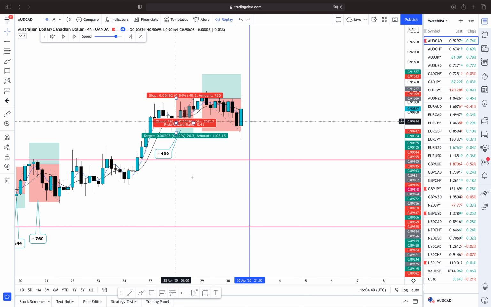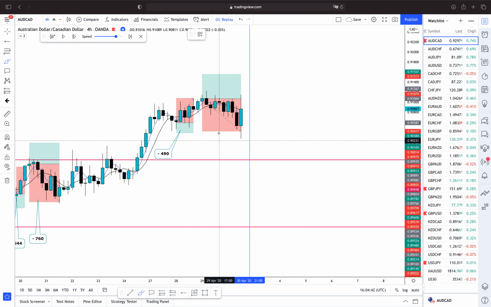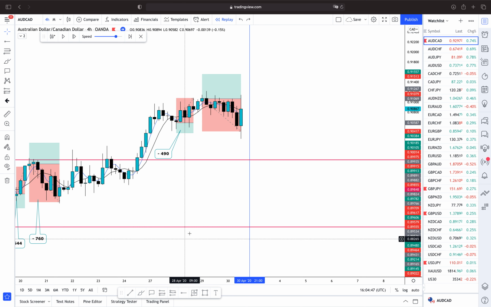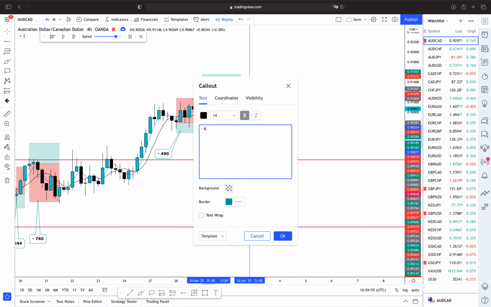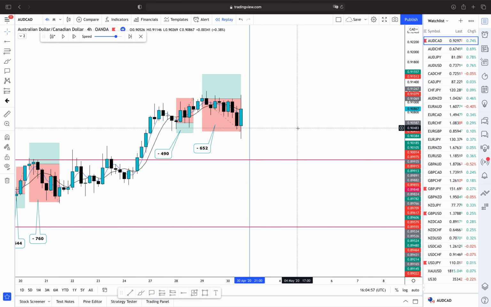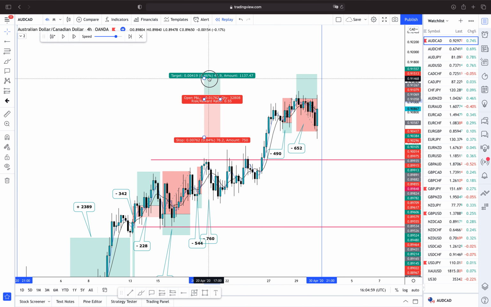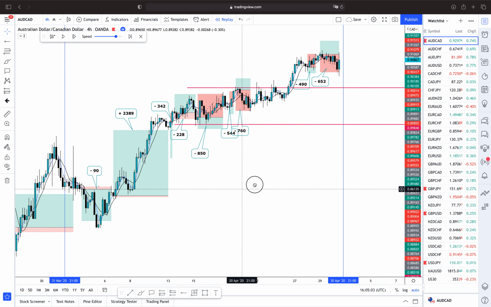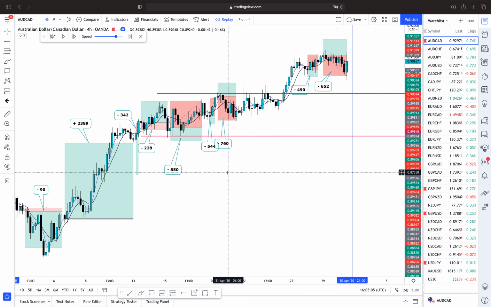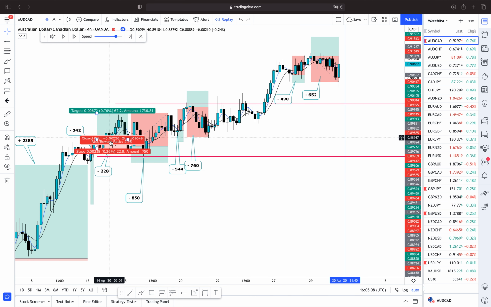So this month was really bad for this currency pair. I mean, it did a lot of damage to the account. Another 65 pip loss, 652. So this month was a really big damage in this currency. What went wrong?